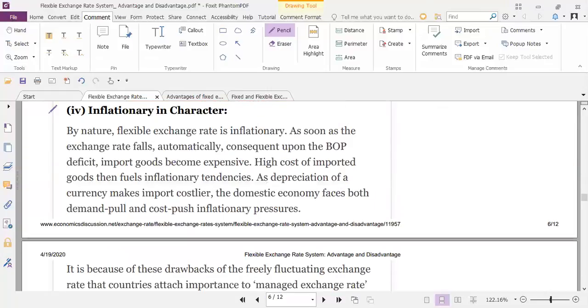Okay, then. Next point, the fourth disadvantage is that it is inflationary in character. So we shall look at how it is inflationary. By nature, flexible exchange rate is inflationary in character. As soon as the exchange rate falls, consequent upon the balance of payment deficit, imported goods become expensive. So if the exchange rate is falling, automatically what happens is imported goods become expensive, right?